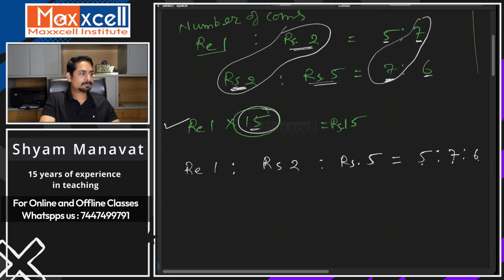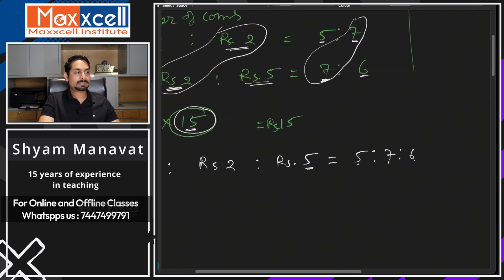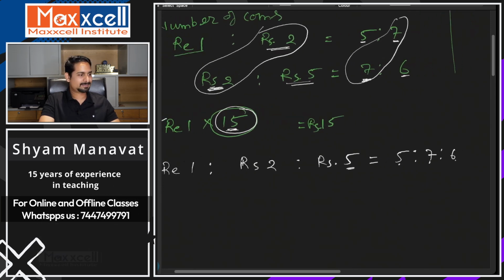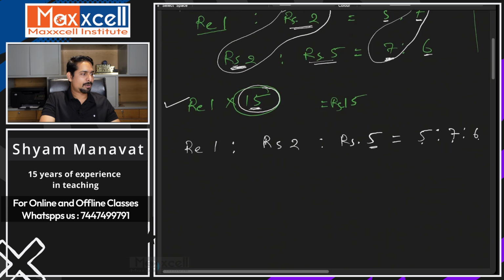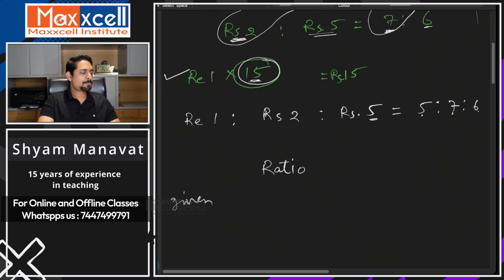I will use this information to find out the number of coins with denomination rupees 5. How do I do that? I can use the chain rule. Given the ratio, and here the number of coins. You remember the chain rule? If not, go to lecture number 1.